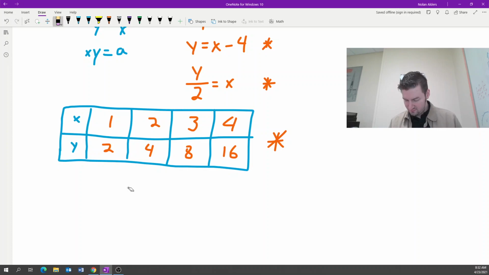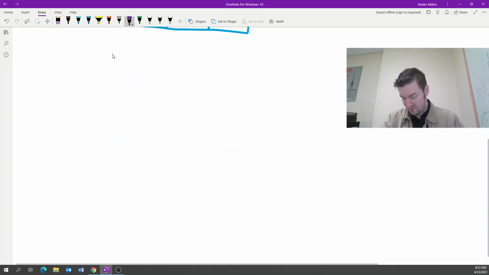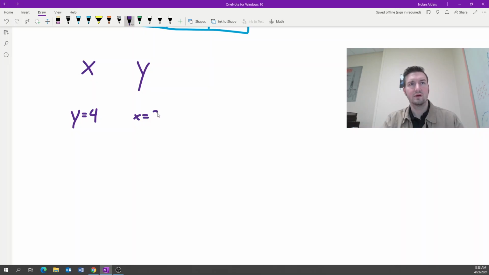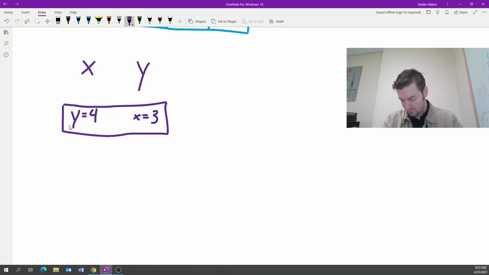All right, let's look at one more thing. Let's say that x and y vary inversely. Okay, so let's just go ahead and say that these two things are varying inversely. And when y equals 4, we'll say x equals 3. All right, so that's one pair right there. When x equals 3, y equals 4. And what we want to do is write an equation that relates x and y.